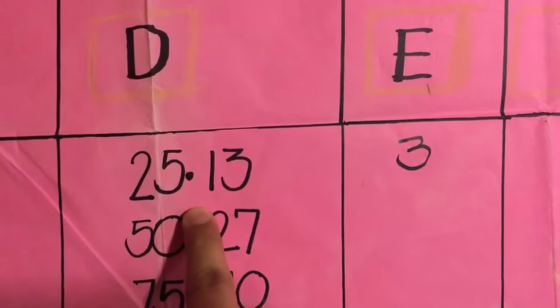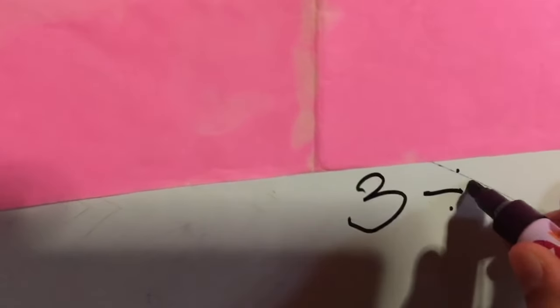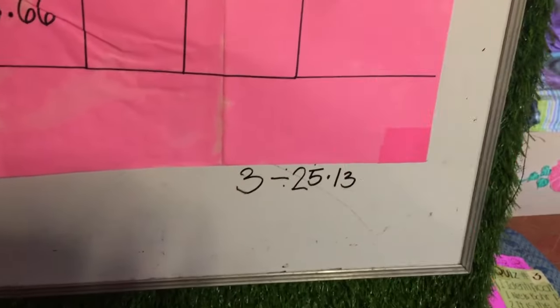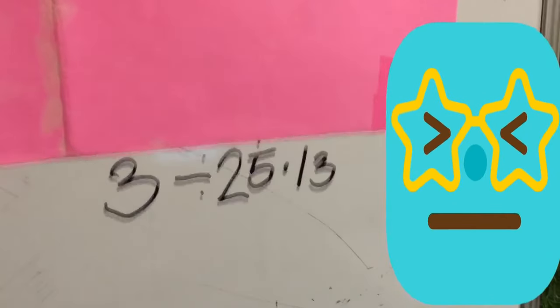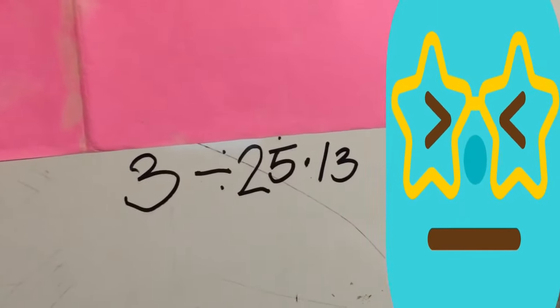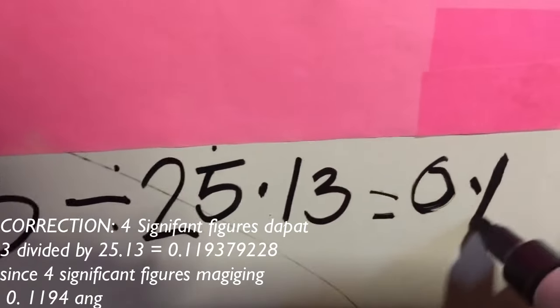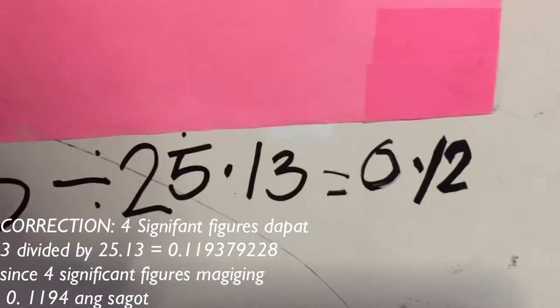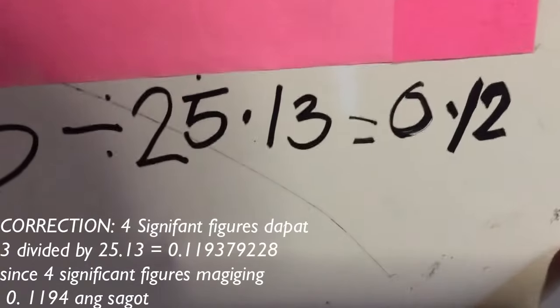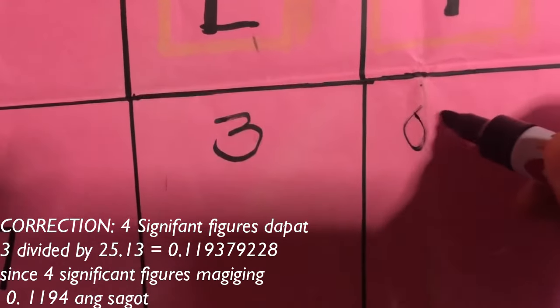So, we have here 3 divided by ano yung D natin sa katapat niya? Katapat ng 3 ay 25.13. Nakalagay naman yan sa module niyo, di ba? So, 25.13. Ano kaya ang magiging kalalabasan niyan? Okay, calculator please. So, 3 divided by 25.13 is 0.119. Pag ganon, i-round off natin siya sa nearest two significant number, 0.12. Kasi 11, tapos after ng 1, 9, so you have to add 1. So, yun yung ilalagay nating sagot sa F: 0.12.